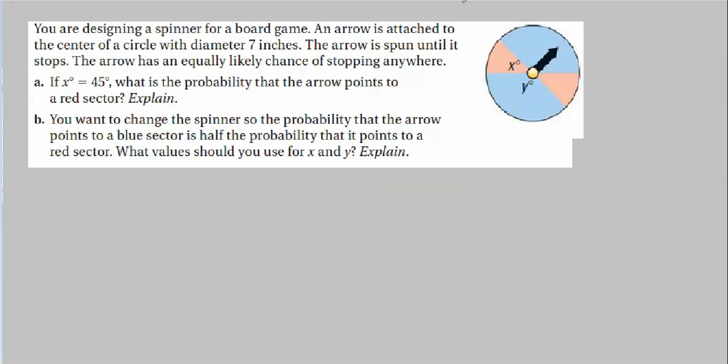Well, here's one using one of those game show type spinners. And do they give us any information on this one? Oh yeah, sure. They tell us that the diameter of the circle is 7 inches. Okay, that's probably good information. The arrow is spun until it stops. It's equally likely to land anywhere. If x degrees is 45, what's the probability that the arrow points to a red sector?